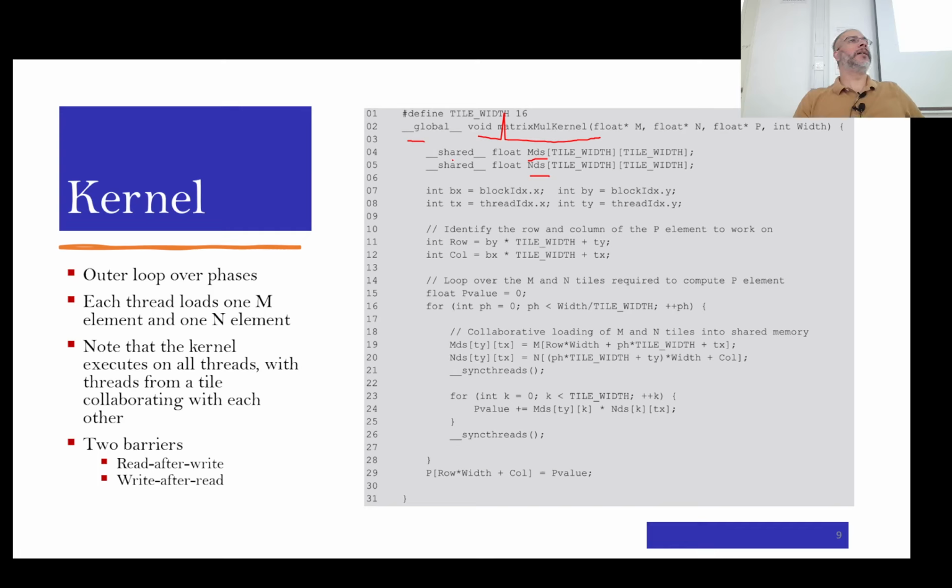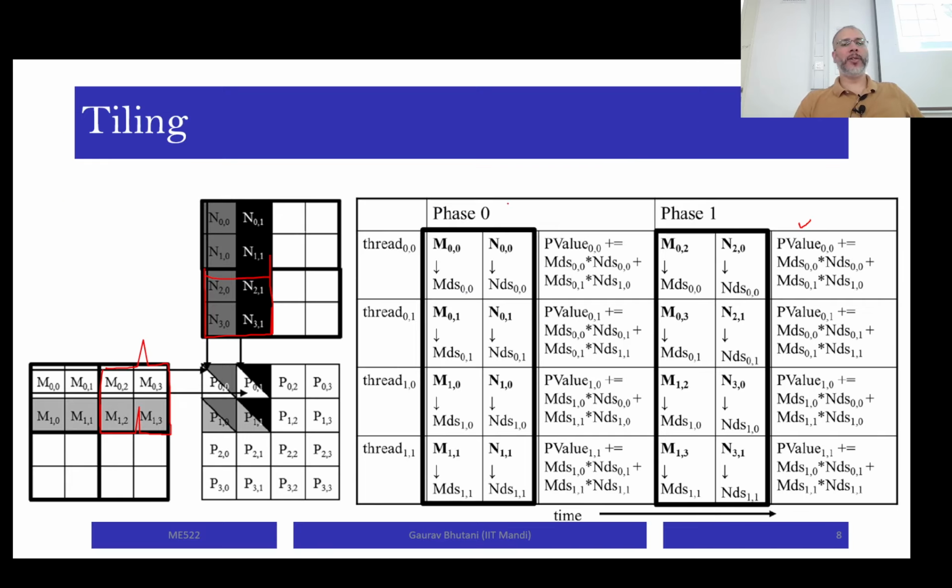Once you do that, each block allocates this amount of memory, and the size is tile width by tile width. You see that in each phase, if I go back, you are reusing the tile memory. You don't have a separate MDS for this part of the tile in phase 1 and this part of the tile in phase 2.